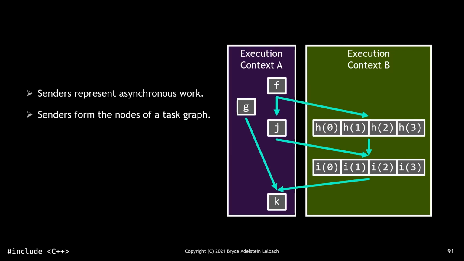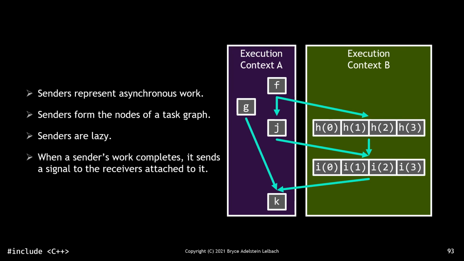Next, let's look at senders and how we actually compose them. As I said before, senders represent asynchronous work. They form the nodes of an asynchronous task graph, which may span multiple schedulers and multiple execution contexts. Senders are lazy. You must explicitly start them. When a sender's work completes, it sends a signal to the receiver attached to it.